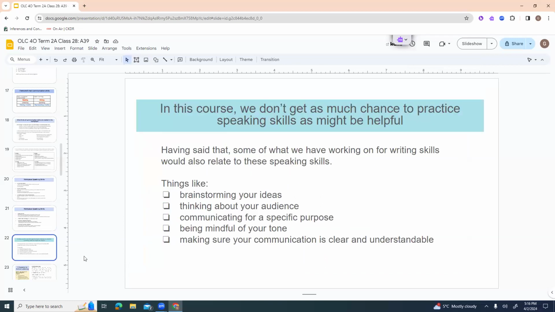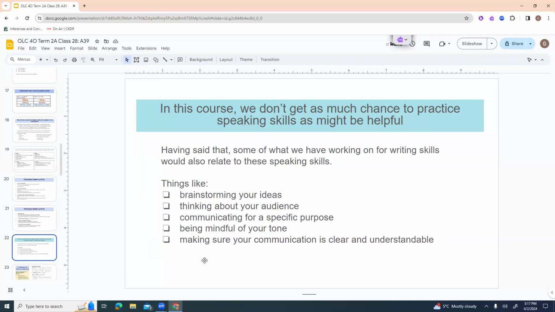What are your touchy issues where you might get overly upset if somebody starts to discuss that issue or that concept? So unfortunately, in this course, we don't get as much chance to practice speaking skills as might be helpful. Having said that, some of the things that we work on for writing skills would also relate to speaking skills. So the ideas of brainstorming your ideas, if you're preparing a presentation, even if you're talking, you're going to think about what you're going to say ahead of time.